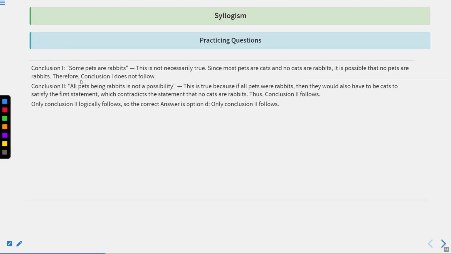Okay. So some pets are rabbits, that is not true, since most pets are cats and no cats are rabbits. It is possible that no pets are rabbits. Therefore, conclusion 4 does not follow. Now, second is all pets being rabbits is not a possibility. This is true because if all pets were rabbits, then they would also have to be cats to satisfy the first statement, which contradicts the statement that no cats are rabbits. Therefore, only conclusion 2 follows.